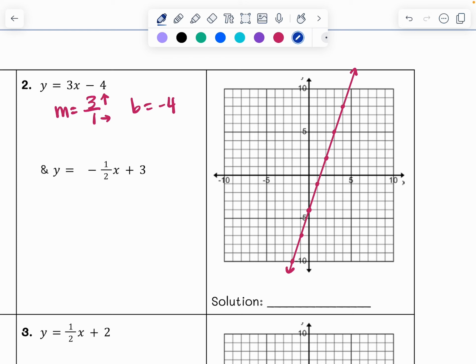Y equals negative 1/2 x plus 3. M is negative 1 over 2. This means down 1 and over 2. And b is 3. So 3 down 1 over 2. Especially when you're graphing these on paper, it helps to plot several points so that you can make sure that your line is perfectly straight. My solution is 2, 2.